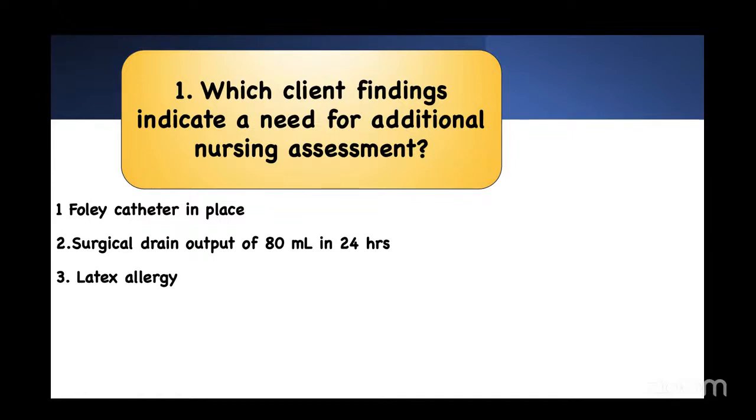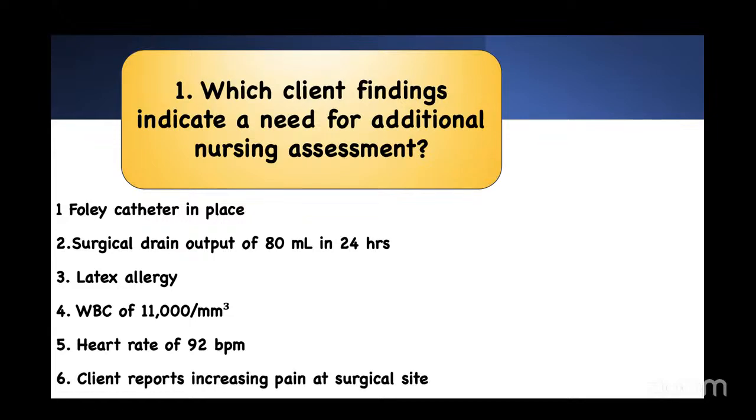Patient has a latex allergy. Should that bother you? If the WBC is 11,000, should you worry about it? The heart rate is 92. Should you worry about it? And the client is reporting increasing pain at the surgical site. Which of these should worry you? Which of these need additional assessment? What do you think? Foley, surgical drainage, latex allergy, the WBC of 11,000, heart rate of 92, and client increasing pain at the surgical site.